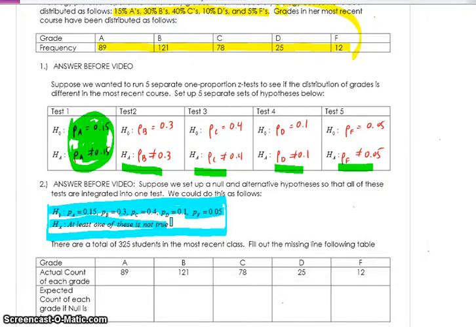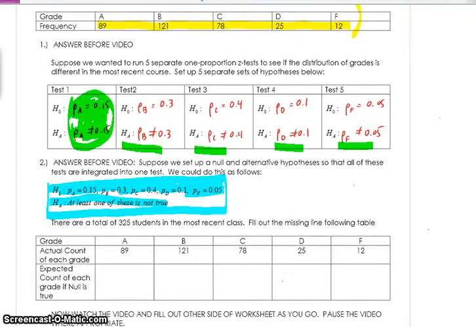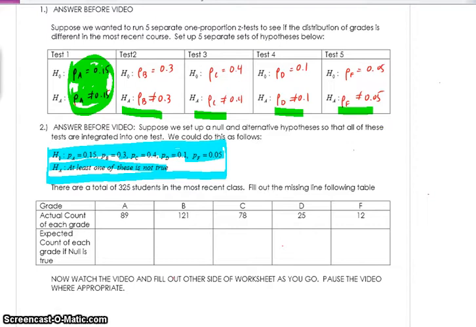Okay, so we have 325 students in a biology class. Fill out the missing line in this table. So I expect 15% of students to get A's. So if I want to figure out what goes right here, it's 0.15 times 325. If I want to figure out what goes right here, it's 0.3 times 325, and so forth.